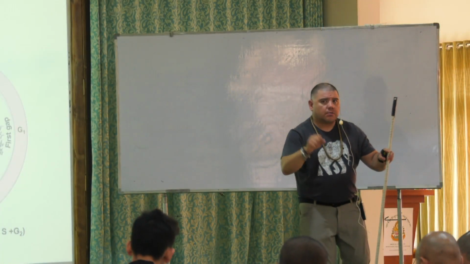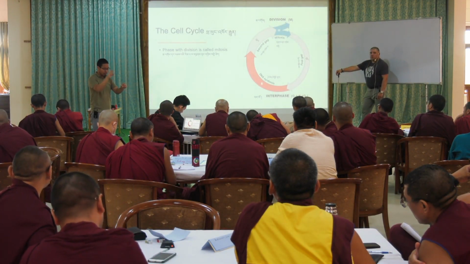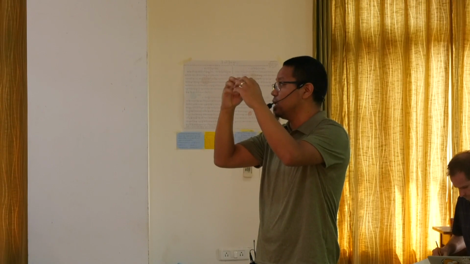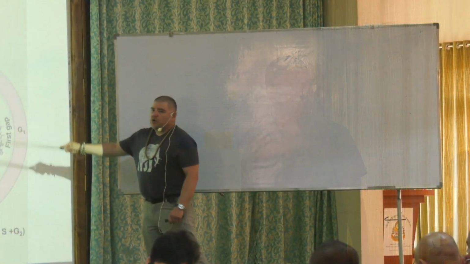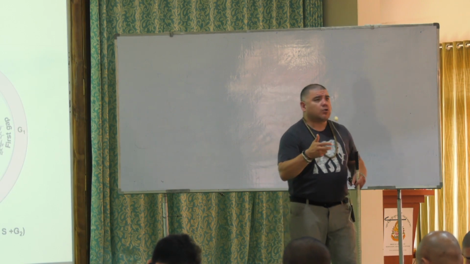And it has to copy itself because the product of mitosis are two daughter cells, and each cell has to have the equivalent of one half of the parent. So it has to have two of everything, two DNAs, one for each daughter cell. And during the second gap, you have the checkpoint to make sure that everything is working well before mitosis.